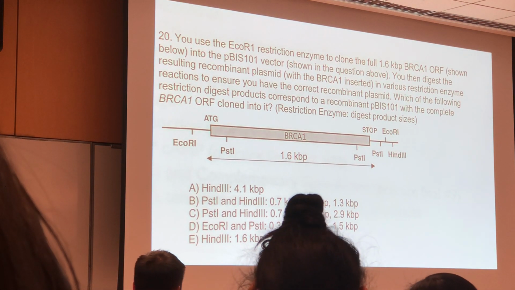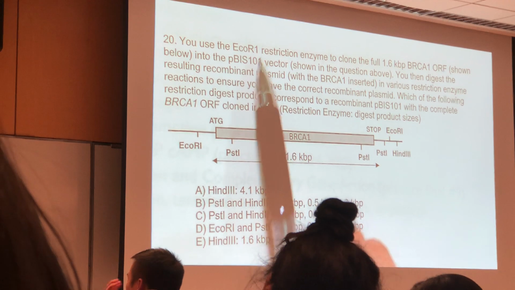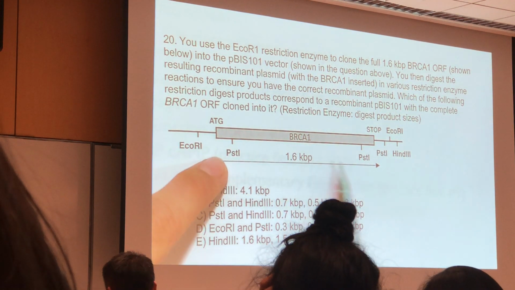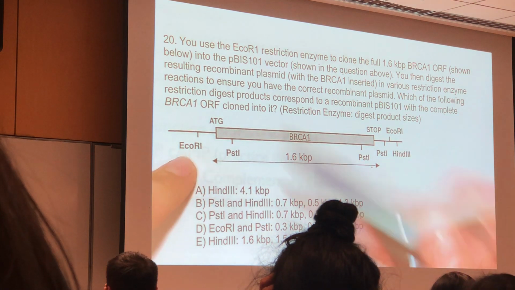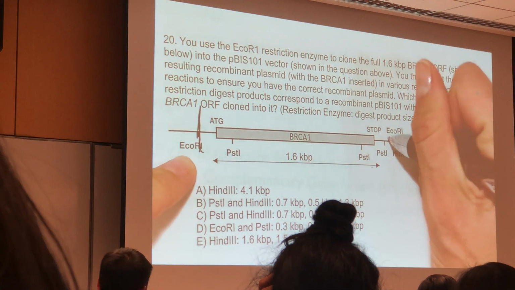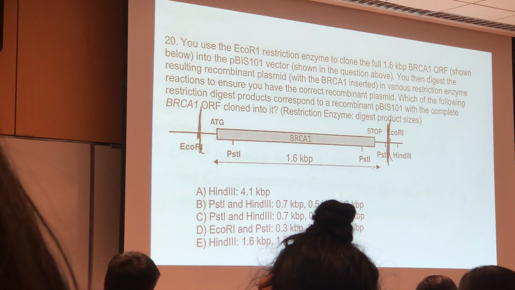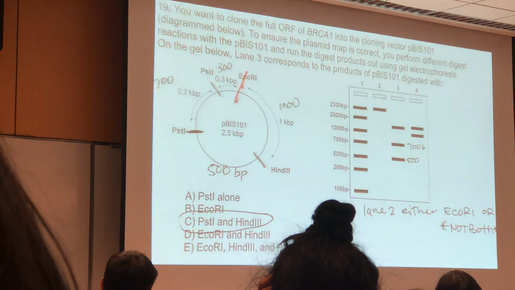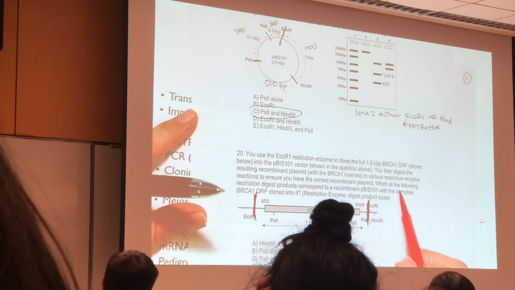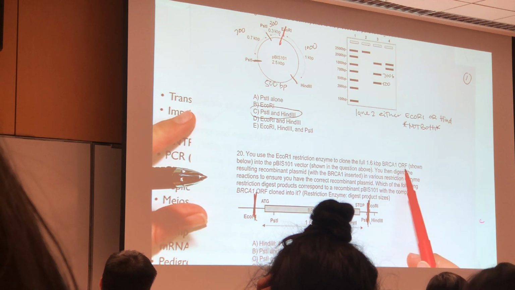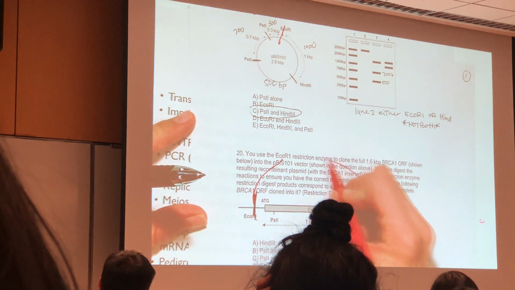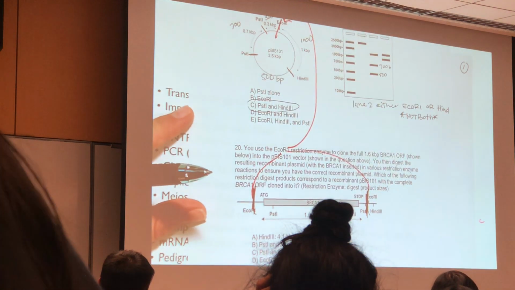Number 20. You use EcoRI to clone the full length, this 1.6 kilobase pair, 1,600 base pair. We use EcoRI, so we're going to cut here, and we're going to cut here, here, here, and here. To clone the full-length BRCA1 open reading frame into the vector. So we take this, put it in there.